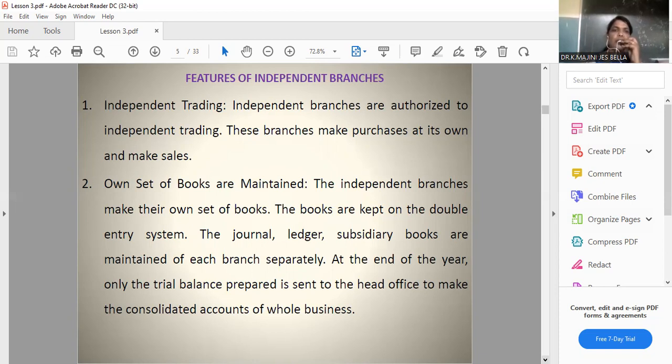The second feature is that an own set of books is maintained. Independent branches make their own set of books. These books are kept on the double entry system. The journal, ledger, and subsidiary books are maintained for each branch separately. At the end of the year, only the trial balance prepared is sent to the head office to make the consolidated accounts.